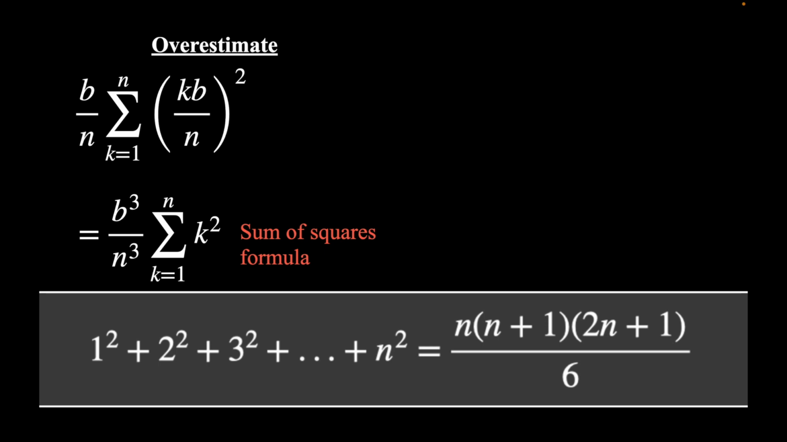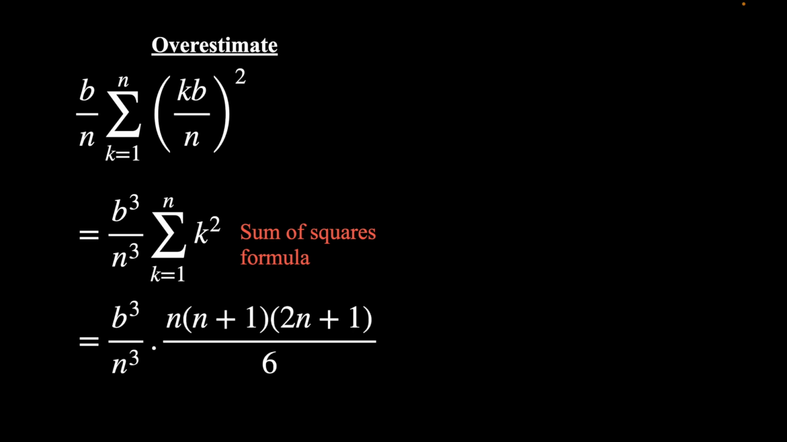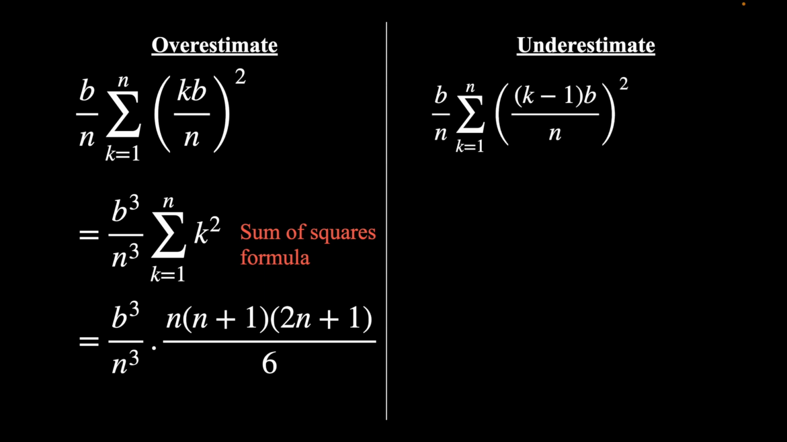So we're going to substitute this formula in for the sum of k squared from 1 to n. Okay? So we get this result, b cubed over n cubed multiplied by n times n plus 1 times 2n plus 1 over 6. Okay, right now you're thinking, what the heck does this have to do with areas? It will all make sense in a moment, trust me. Let's keep looking at the underestimate. Here we had this sum for the underestimate. We can do the same thing.